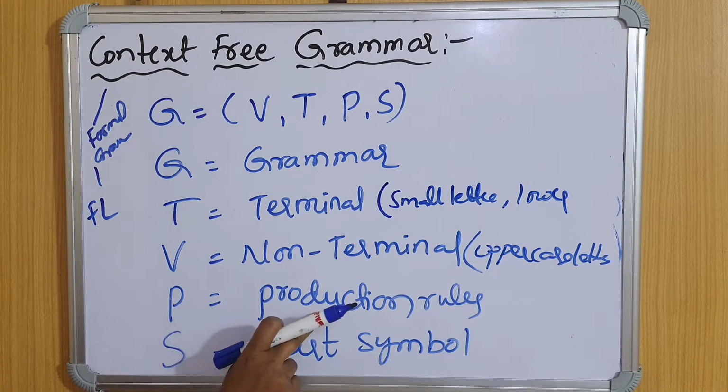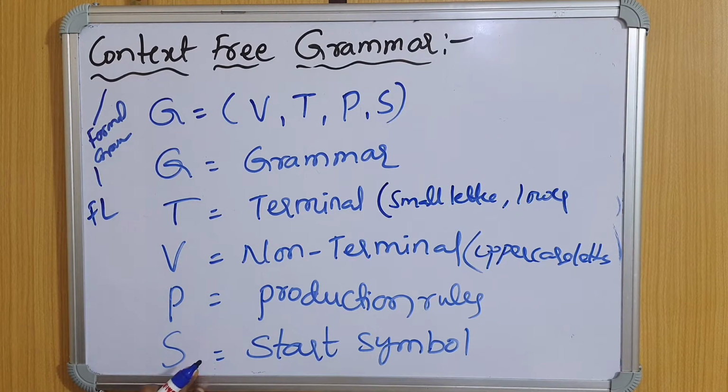And P is the production rule. Production rule is used for replacing the non-terminal symbols on the left side of the production in a string with other terminals or non-terminals. If you see the example, you can understand the production rules easily. And coming to the start symbol, the start symbol is used to derive the string.